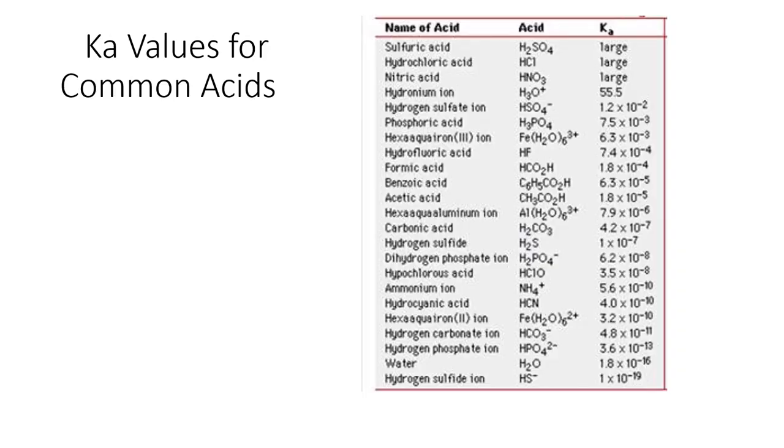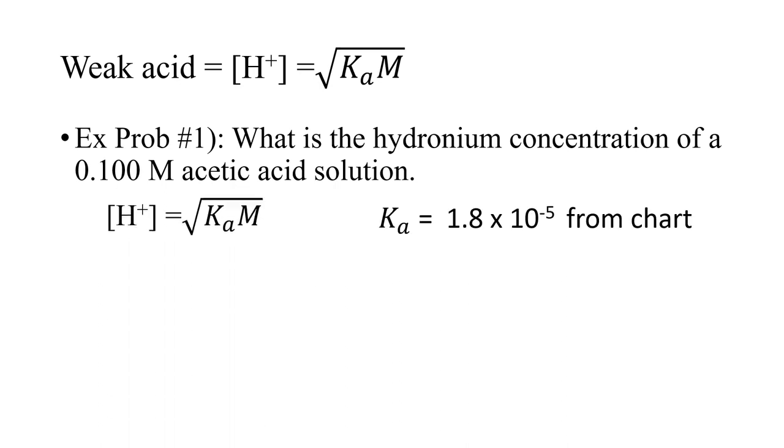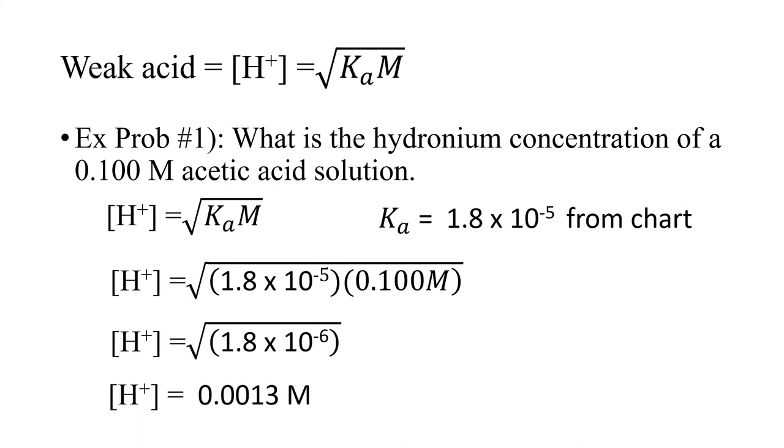Remember, we find the Ka values from a reference table, and you have one of these provided in the packet. So let's take a look. How do we do this? What's the hydronium ion concentration of 0.1 molar acetic acid? We're going to use this formula. From the chart, I can find that the Ka is 1.8 times 10 to the minus 5. So I plug that in. Take the Ka times the molarity in the problem, plug that in my calculator, and you should be double checking my work. And here's what I get for my answer.